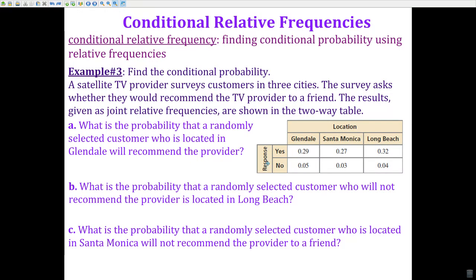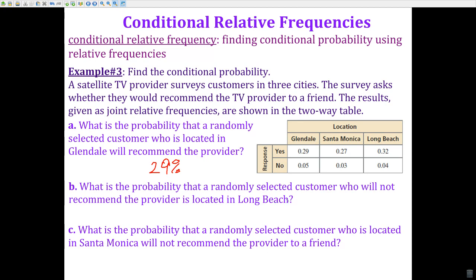Okay, so these are recommend, yes I want to recommend it, and this is not recommend it. And then these are locations. So Glendale, they said they would recommend it: 0.29, so that means 29%, right? 29%. That's the answer. Great. So these are pretty straightforward.